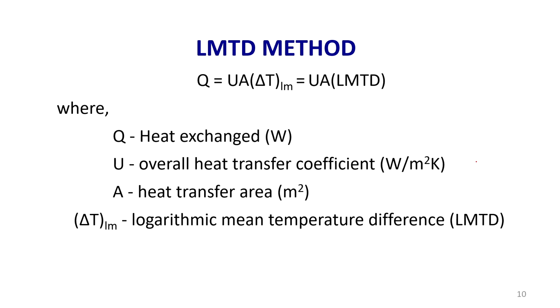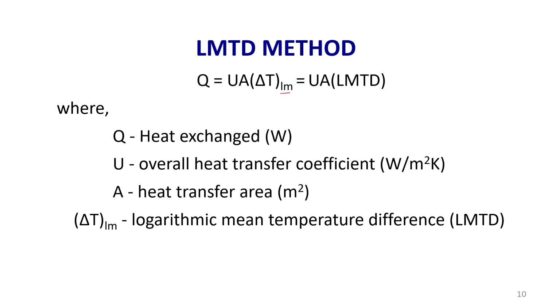Now, let us quickly go through the LMTD method, LMTD stands for logarithmic mean temperature difference. The formula is Q equal to UA delta T, either delta T LM or LMTD. Delta T LM is the logarithmic mean temperature difference, delta T is temperature difference, LM means logarithmic mean. So, both ways we can write it, either LMTD or delta T LM. Q is the heat exchanged, U is the overall heat transfer coefficient.